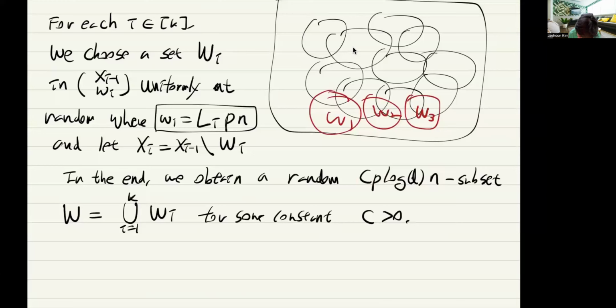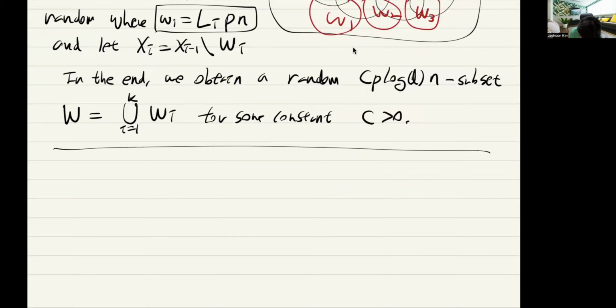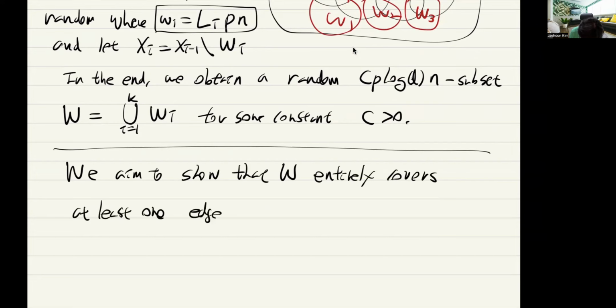Then we will show that with high probability, some point is covered, that at least one of these edges is covered with high probability. That's what we want to show. So we aim to show that this W entirely covers at least one edge of H.